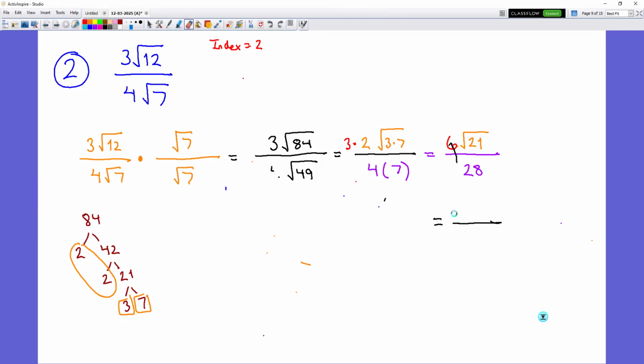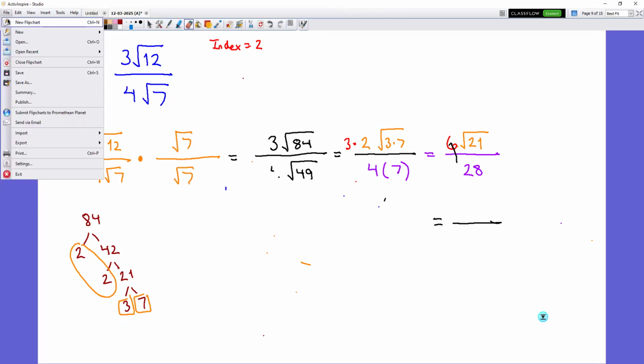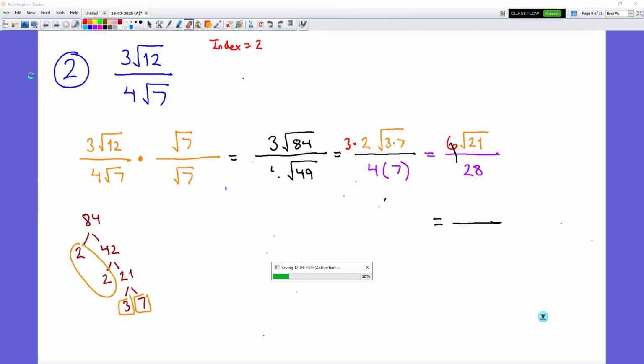Okay, let me try it again. Let me do this real quick. Okay, see everything going on. All right, let's try this again. So again, it's going to be 3, and then over 14 because that's what 6 over 28 is. And then you put the square root of 21 right there.